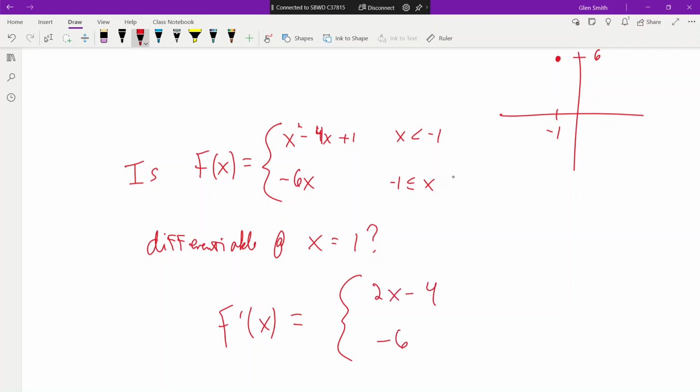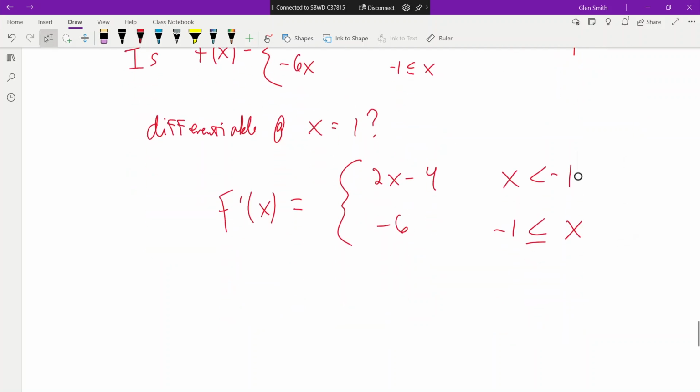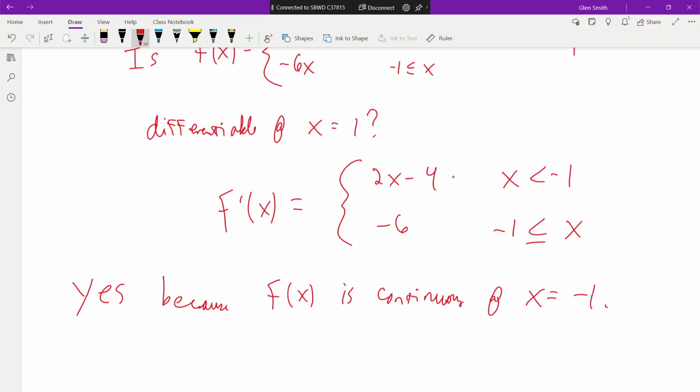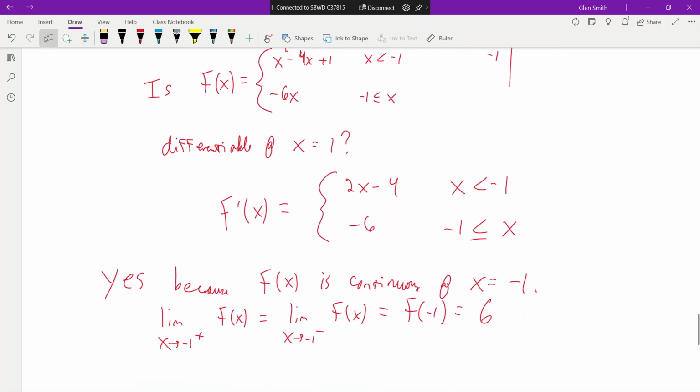So these are the derivatives. Do they match up at -1? Yeah, they're both -6. So you're going to say, yes, because f of x is continuous at x equals -1. Remember how we show that? The limit as we approach from the right is equal to the limit as we approach from the left is equal to f of -1. They're all 6. That's continuity.